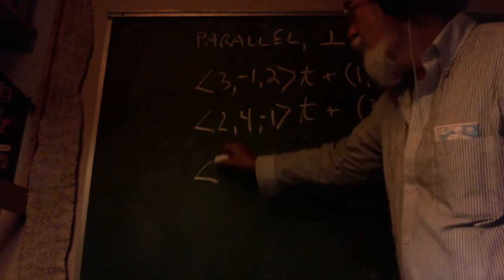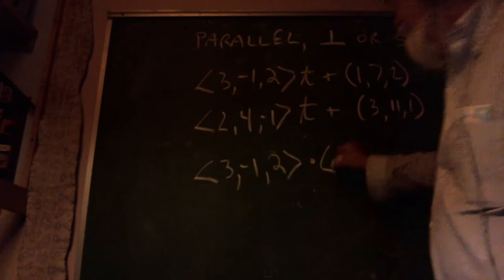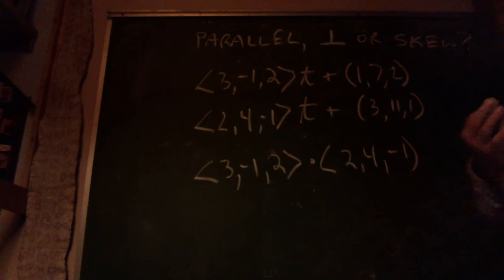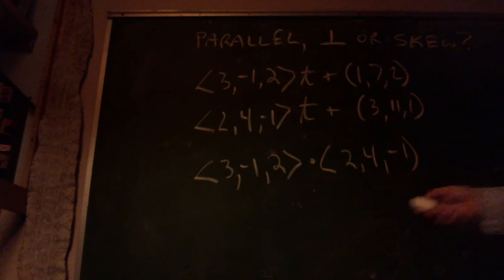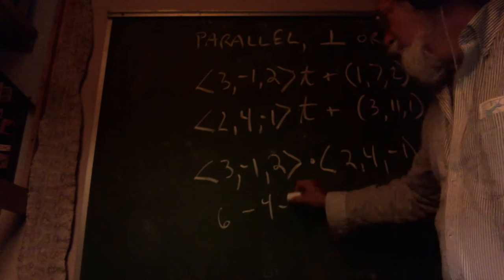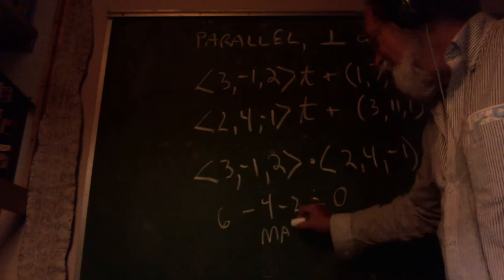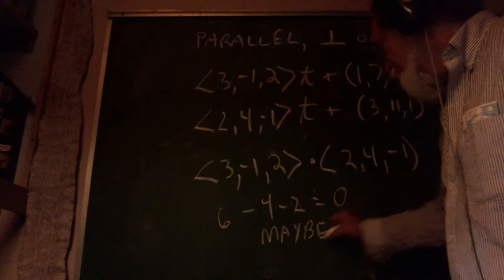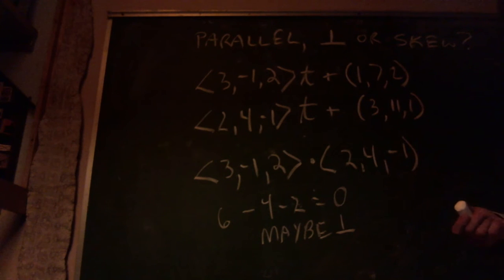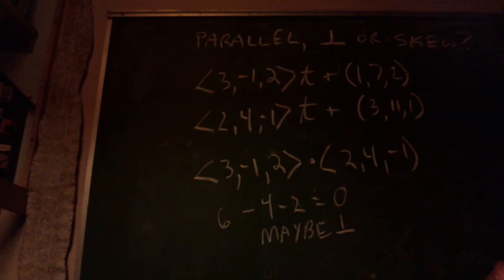Let's do 3, -1, 2 dotted with 2, 4, -1 because the dot product detects perpendicular. So this gives me 6 minus 4 minus 2, which equals 0. So maybe perpendicular. What do we have to check? We have to make sure these lines intersect because they could be perpendicular but missing each other. So we got to find out if these lines intersect.